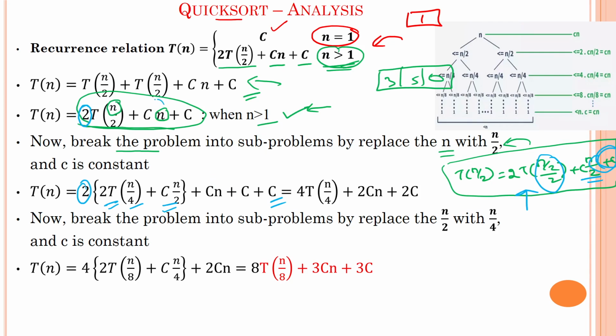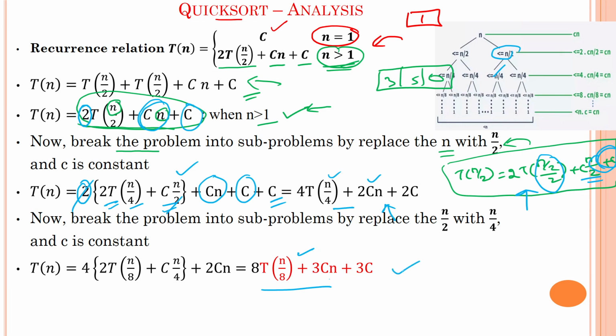Then again here we are having the cn, that is this one, and this c is this one. So now we have substituted all the values. When you are simplifying this, you will get 4 times t of n by 4 plus 2cn. So here this will cancel, then you will get this term cn, so 2cn plus 2c. Now again we are breaking this n by 2 into n by 4. When you are substituting that, you will get this term like this. So 8 times t of n by 8 plus 3cn plus 3c.